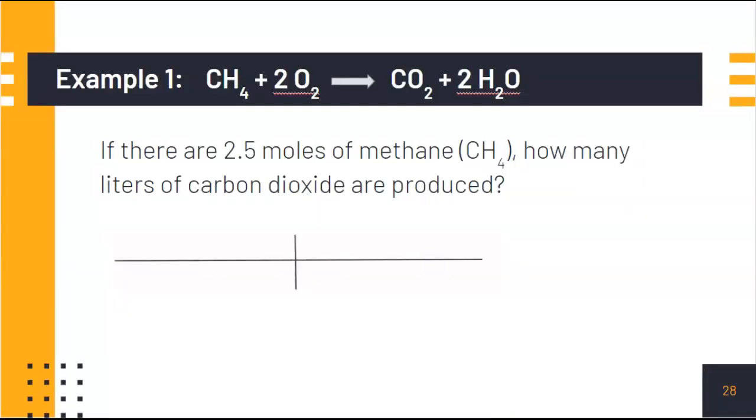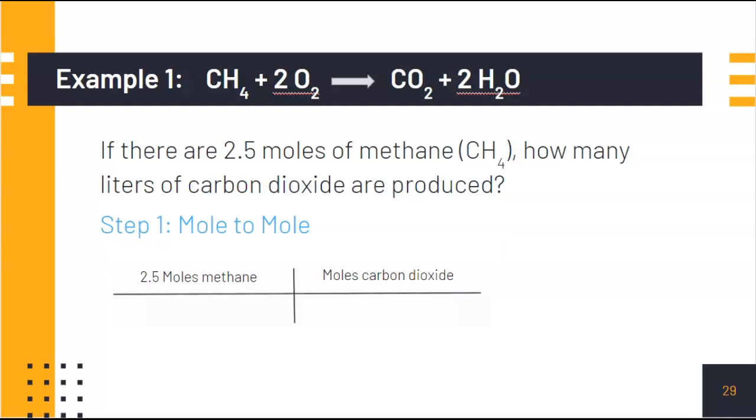Okay, so here's our example. It's the combustion of methane. Methane is CH4. Let's say I have 2.5 moles of methane, how many liters of carbon dioxide am I going to make? Notice this is different because I'm not asking how many moles of carbon dioxide I'm going to make. Mole to mole is one step, but here we've got a liter, which means we're going to add in a second step.